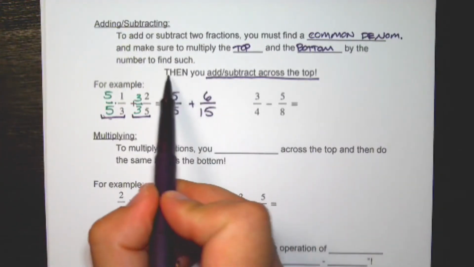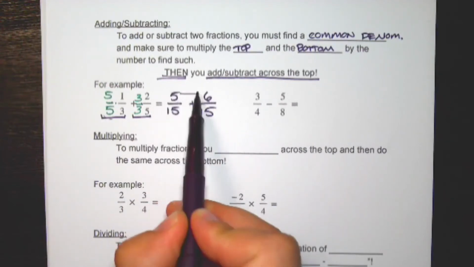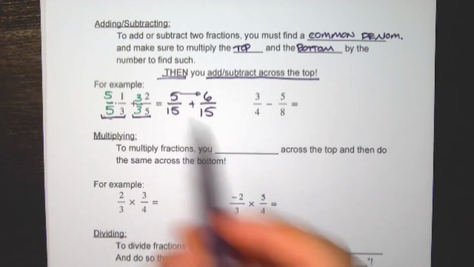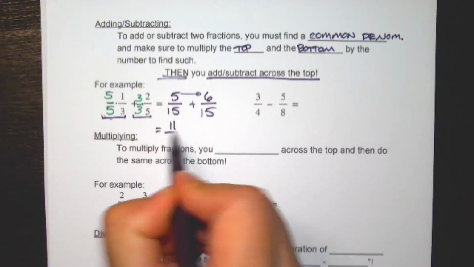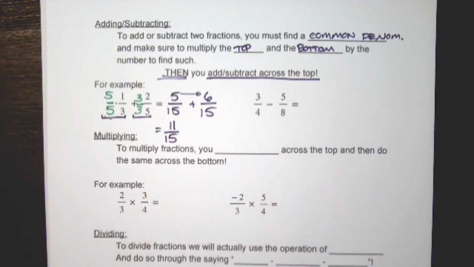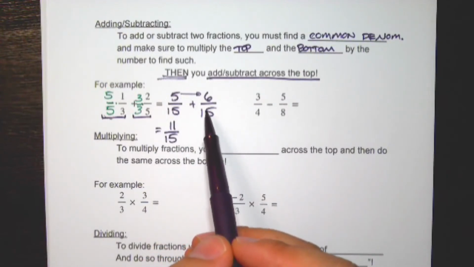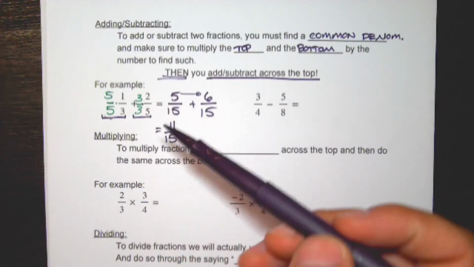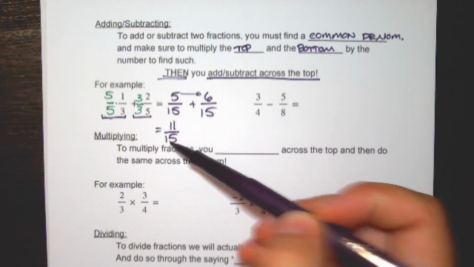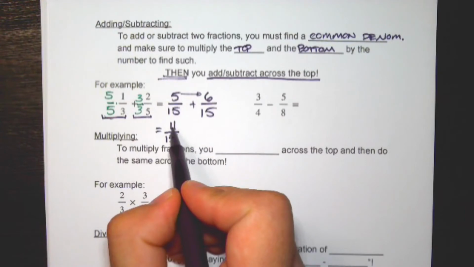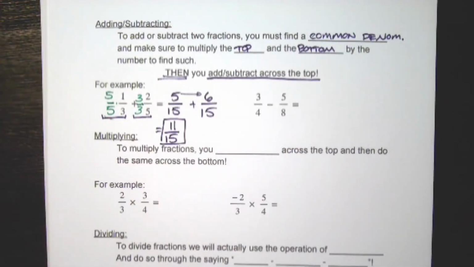Well, now we're on to this last little step. Then we add across the top. So if we're only adding across the top, 5 plus 6 gives us 11. And we don't have to do any other changes to that denominator. Now, if we want to be extra sure, we could double check: do 11 and 15 have anything in common that we could cancel out? They don't. Only 11 and 1 go into 11. So that's our final answer for the first one.